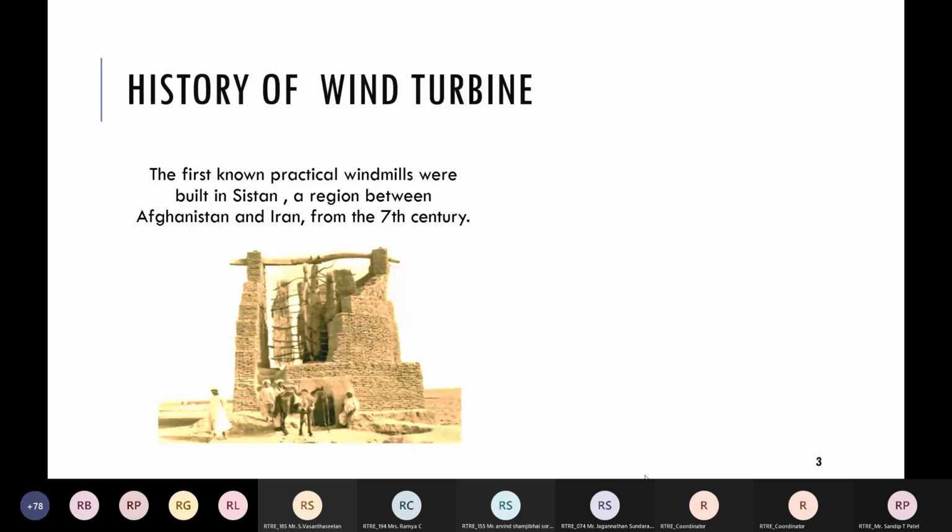So here the term used is windmill, and I'm talking about wind turbine. So when we say turbine, turbine means what? It converts kinetic energy into useful mechanical energy. So there are so many other devices that do the same thing. So what is different about a turbine? A turbine is basically a rotary component. It has a rotary motion. So these are the two traits of a turbine.